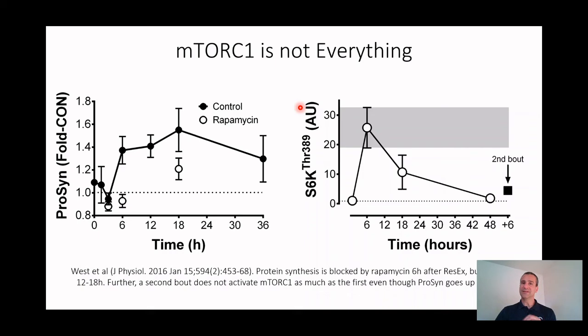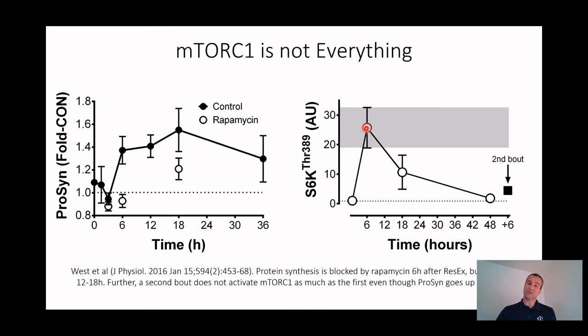The other thing we say is that mTOR, or complex 1, isn't everything. This is the response to the first bout of exercise. We haven't published this yet, but when we do a second bout of exercise, 48 hours after the first bout, and wait 6 hours, this is the increase in S6 kinase activity. It no longer goes up to here, a 25-fold increase. It's now just up here, about a 4 or 5-fold increase. So even though everything is exactly the same, the load's the same, we don't see the same S6 kinase phosphorylation, so mTOR activity, in that second bout.